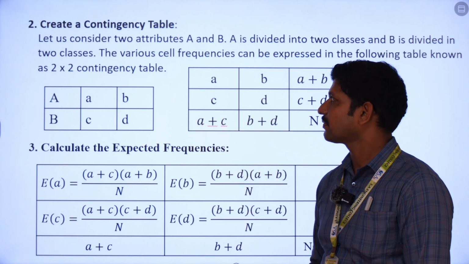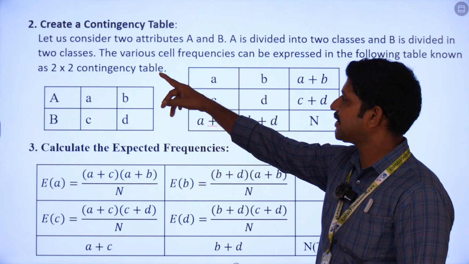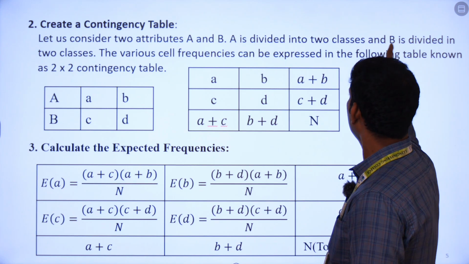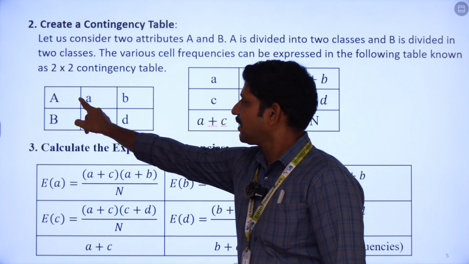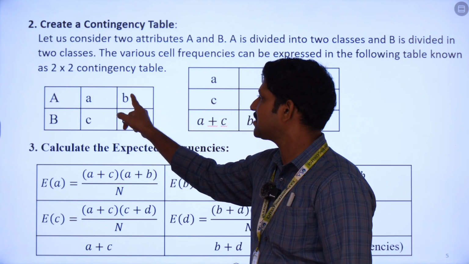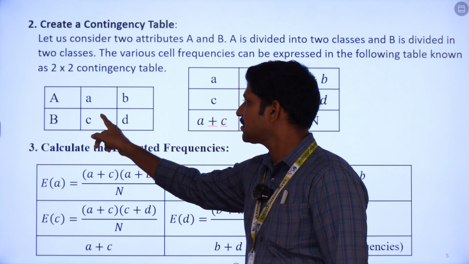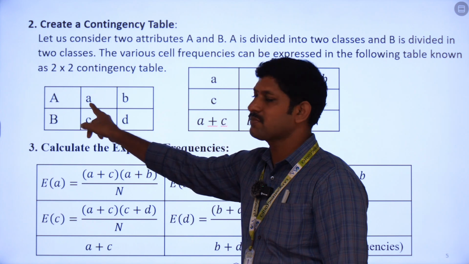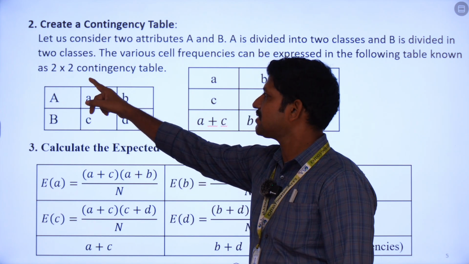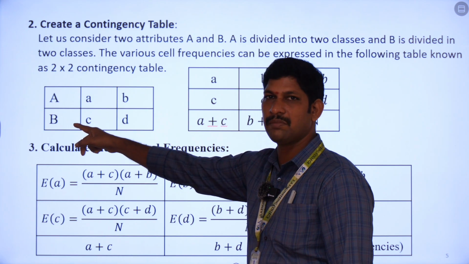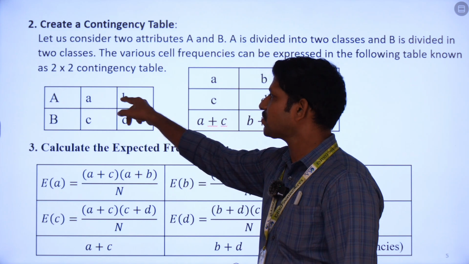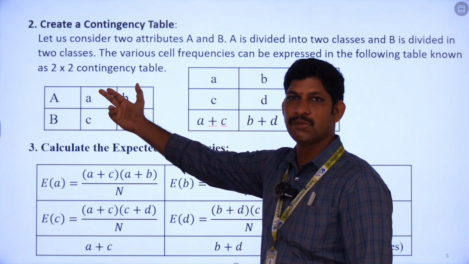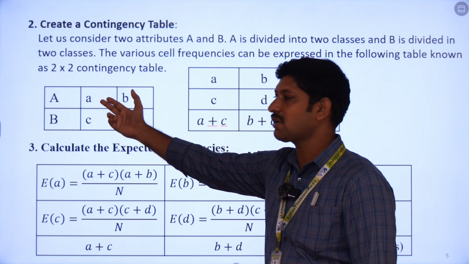Next, step number 2: create a contingency table. Let us consider two attributes A and B. A is divided into two classes, and B is also divided into two classes. Clearly, A is divided into two classes, A is one class, B is another class. The other attribute is also divided into two classes, C is one class, D is another class. Since it is a 2 by 2 contingency table, it has only 2 rows. Suppose it is a 3 by 3 contingency table, it becomes A attribute, B attribute, C attribute, depending on the case. Here also we need to include the columns like A, B, C. It is not necessary to have a square contingency table; a non-square one is also applicable.